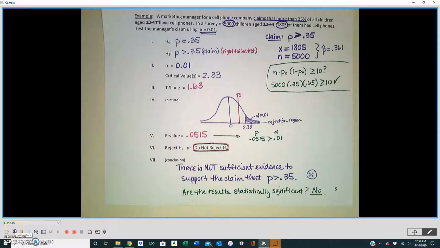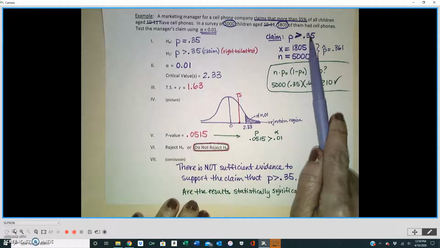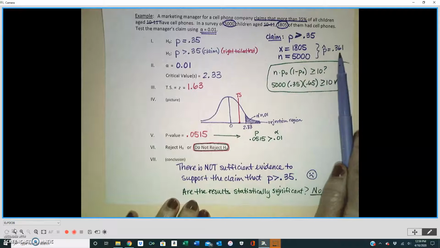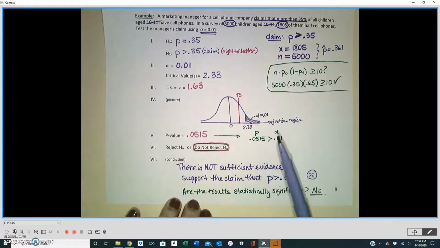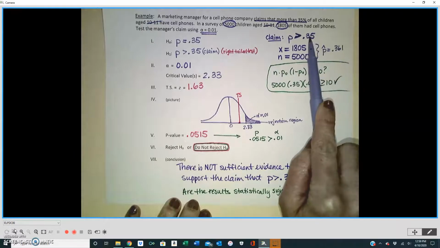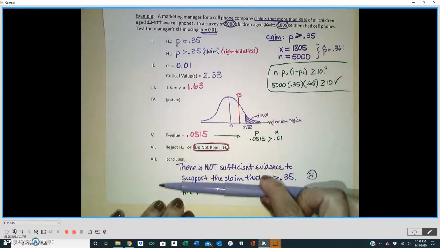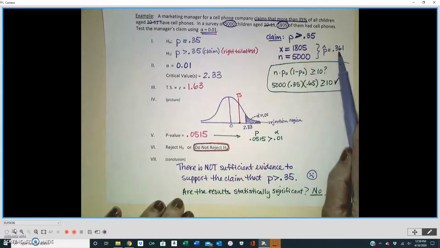So I left you on a little bit of a cliffhanger on that last video. I said, if the claim was more than 35% and the sample shows 36%, why didn't we support the claim? Because last I checked, 36% is bigger than 35%. So what gives? I don't understand what's happening here. Well, if it was that simple to look at this and go, oh, 36 is bigger than 35, we'd be done. Why did we go through all of this if we could have just compared those two numbers?